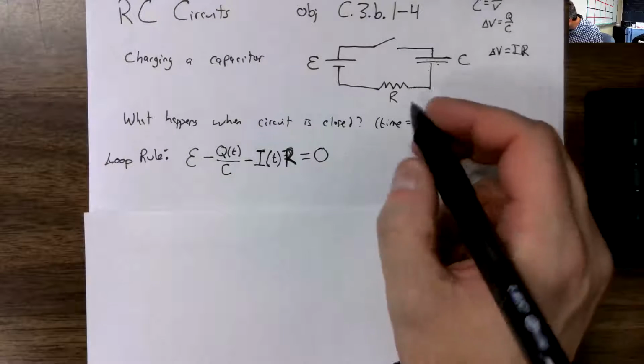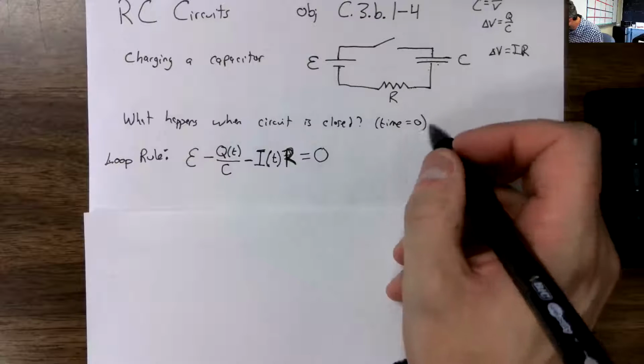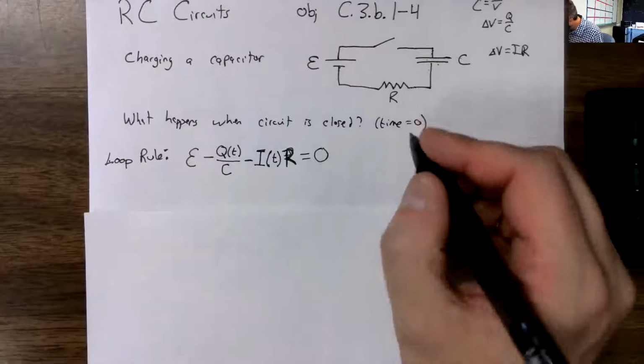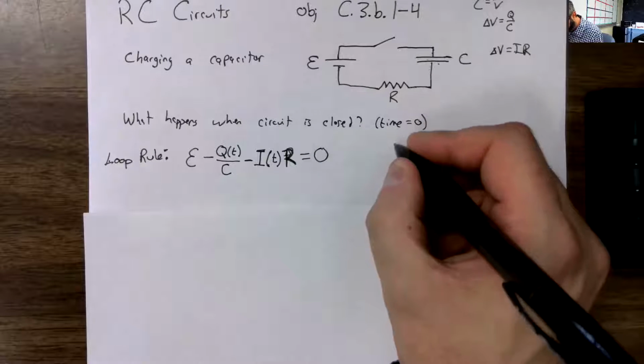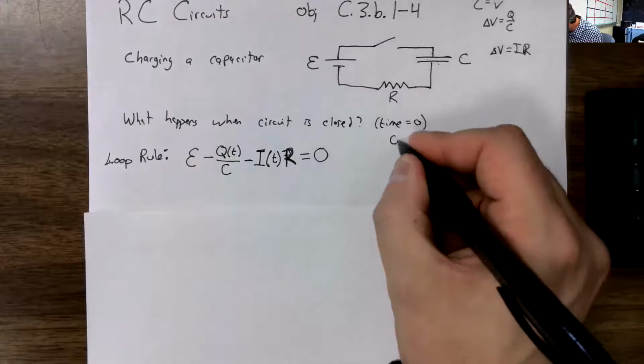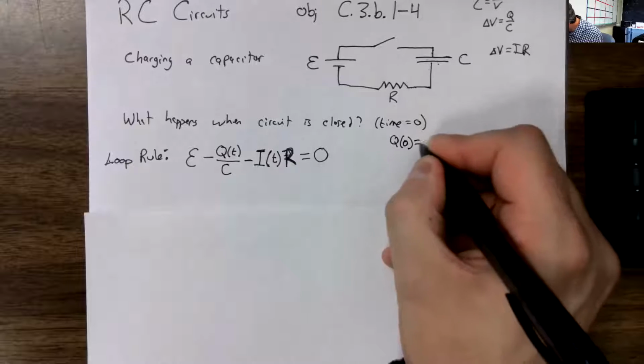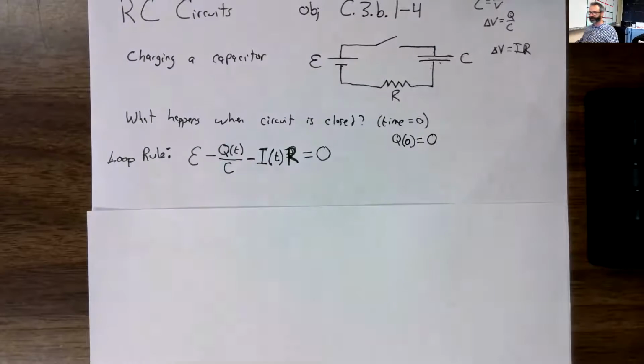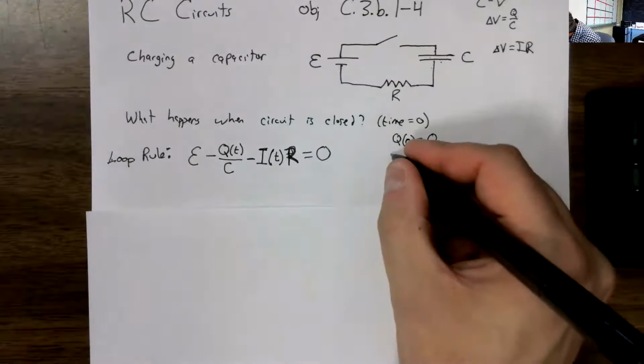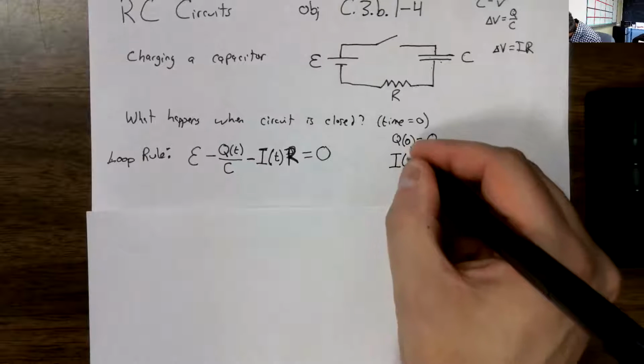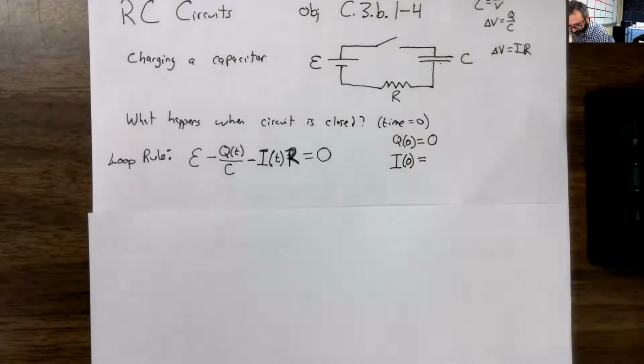But first, I want to see what happens at time t equals 0. We say that we're starting out uncharged, so Q of 0 is just going to be equal to 0. That's an initial condition. We're starting with no charge on the capacitor. And if we know that the charge at time 0 is 0, we can see from our loop rule equation what the current is going to be at time 0. What is the current going to be initially?